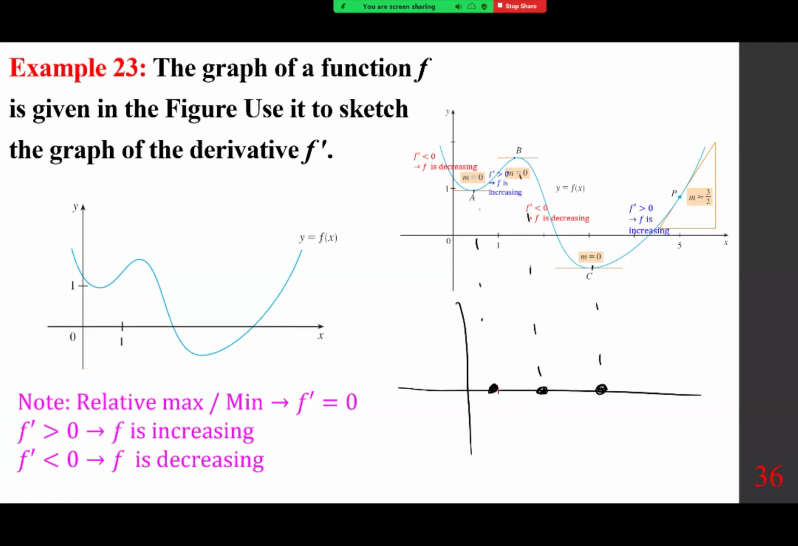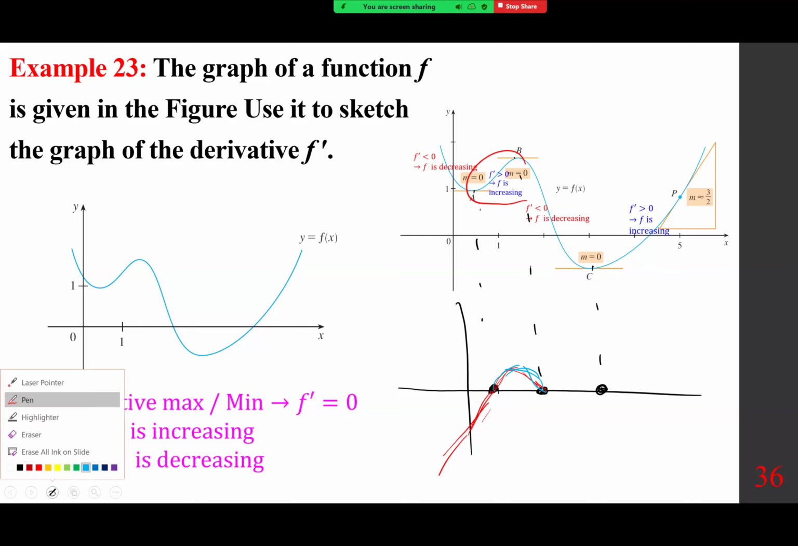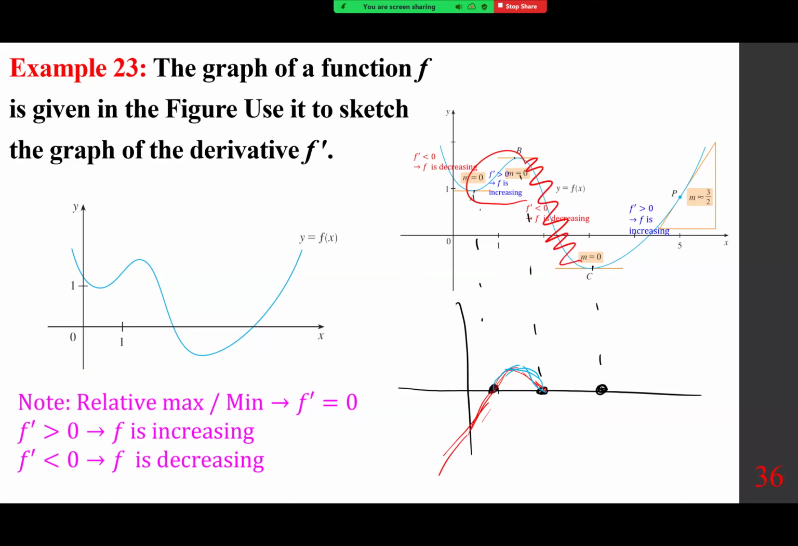So this part, somewhere below, okay? And then it becomes increasing, so it has to come back up because f prime is positive, but it has to go back to 0. Then again it is decreasing, so it has to go below the x-axis and it has to come back to 0 again.